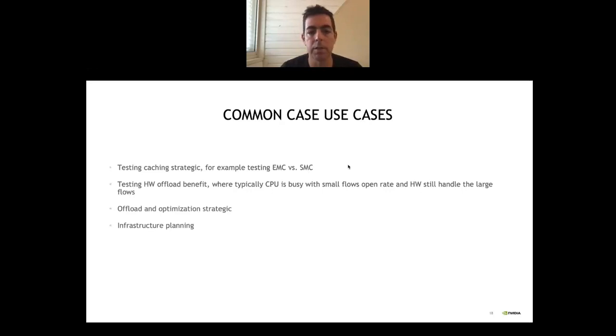For example, testing caching strategies like EMC and SMC in software. Testing hardware offload benefit, where typically the CPU is busy with small flows and opening new flows and offloading them, and hardware will handle the large flows and also most of the packets. We can also benefit by offloading the right places in our offload strategy. And for customers, it's infrastructure planning.